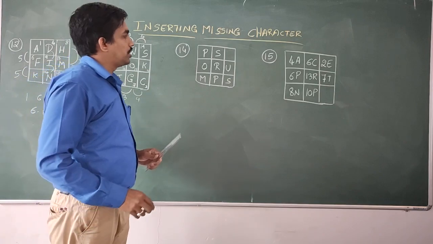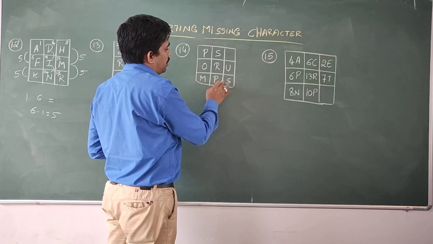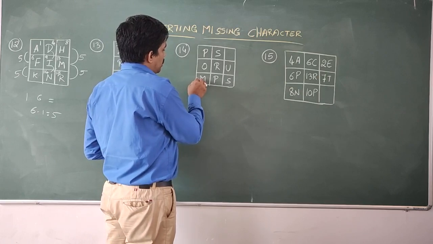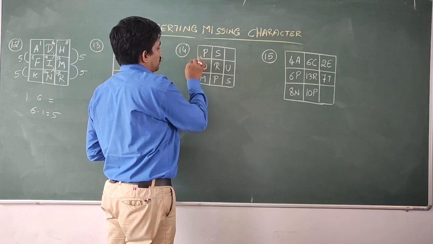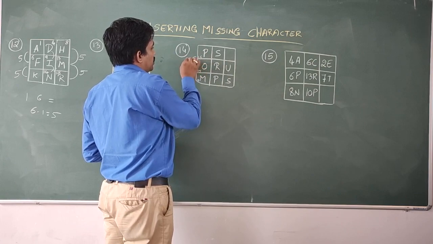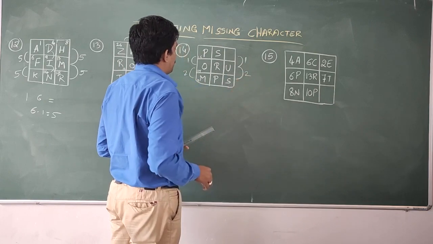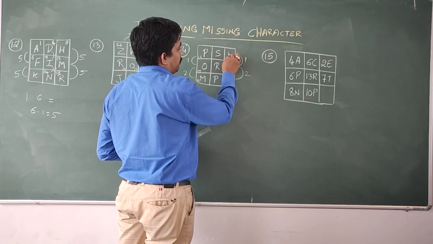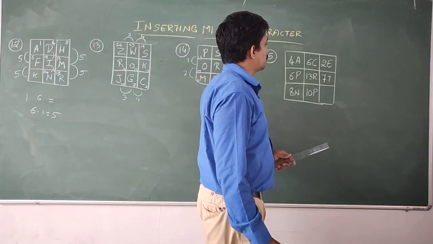And then coming to our next question, P S gap 0 R U M P S. So in this question we have to go row wise. See here, M is 13, 15, 16. So these two difference is 2 and these two row difference is 1. It should be 1 and 2. So S plus 2 means U plus 1 means V. Our answer is V.